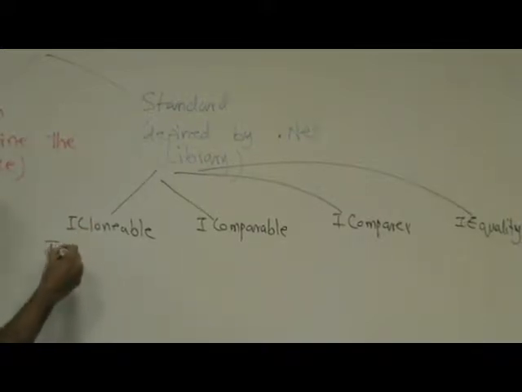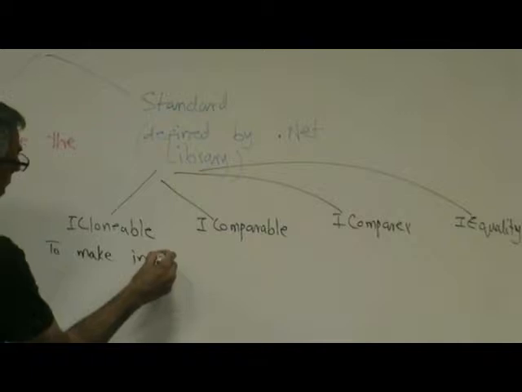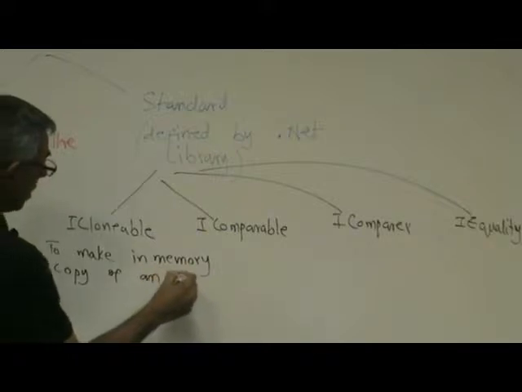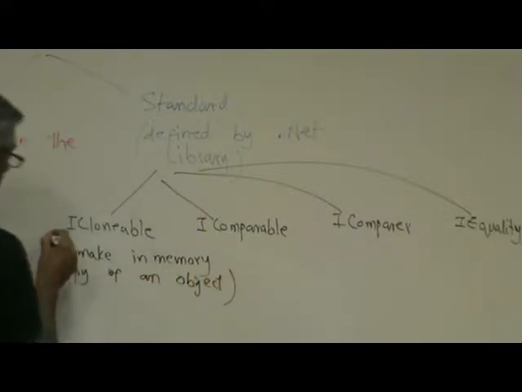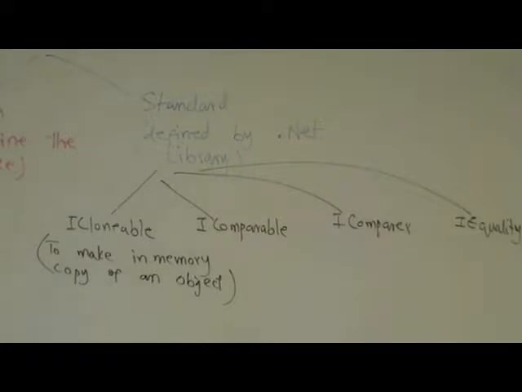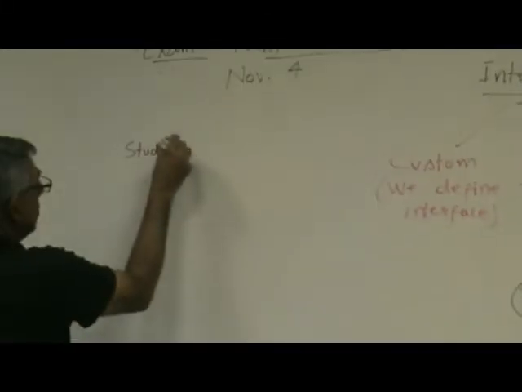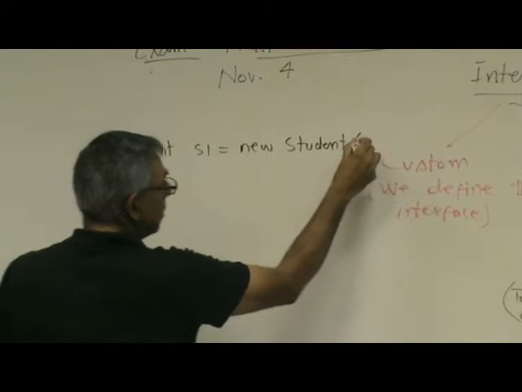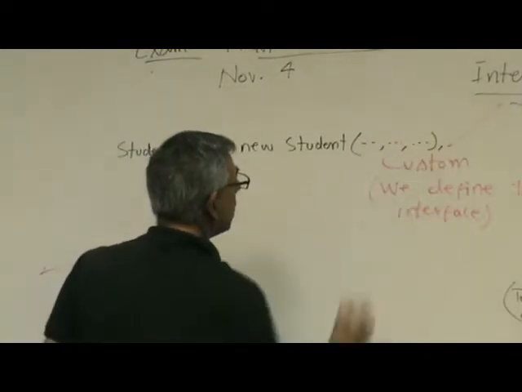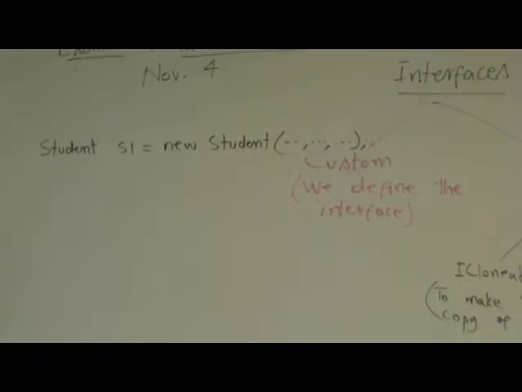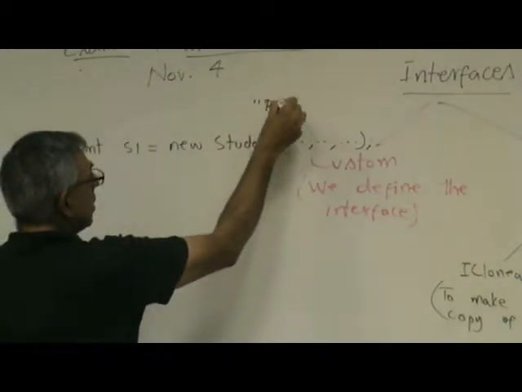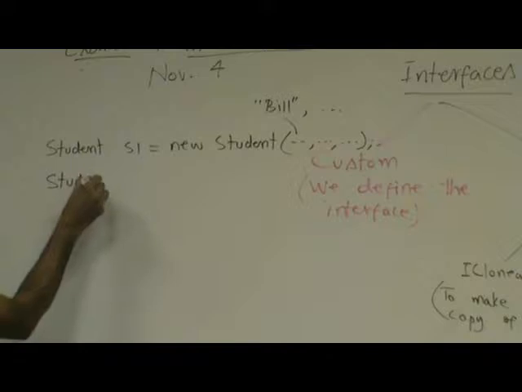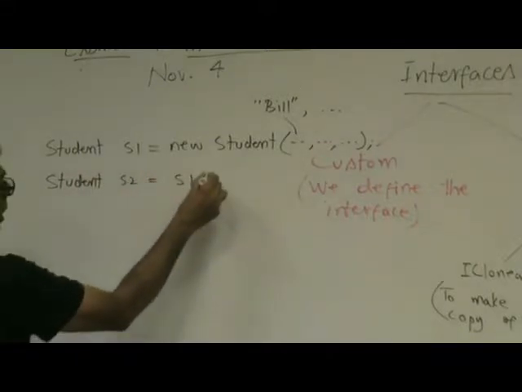The purpose of ICloneable is to make an in-memory copy of an object. See, for example, in C#, exactly like Java, suppose you created a class, let's say Student s1 equal to new Student, and let's say you put some data over here through the constructor, whatever, first name, suppose this is Bill and so on. Now you try to create a second student, s2 equal to s1.